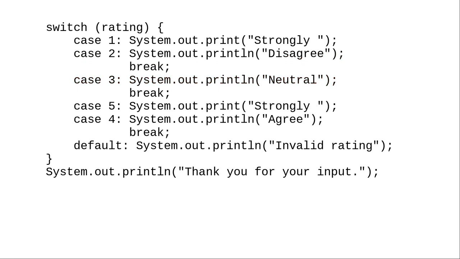Some people take advantage of this fall through behavior. In this code, for example, a rating of 1 will match case 1 and print the word strongly, but not a new line, then fall through and print disagree on a new line and then break out of the switch. Case 1 would therefore print strongly disagree. We also have to reverse case 5 and 4 in order to get strongly agree to print out properly.